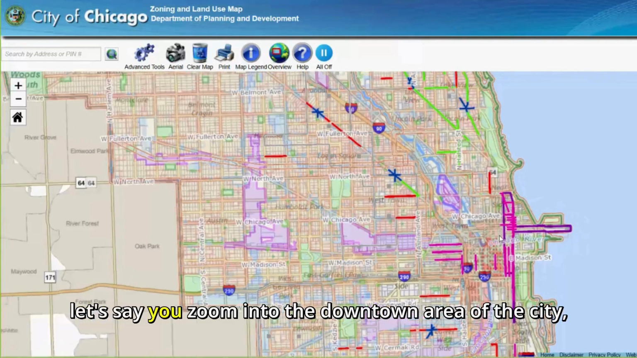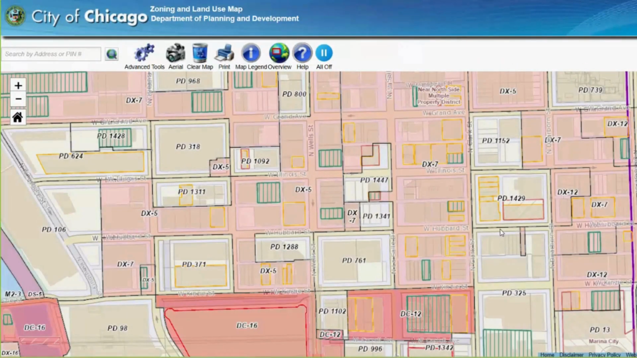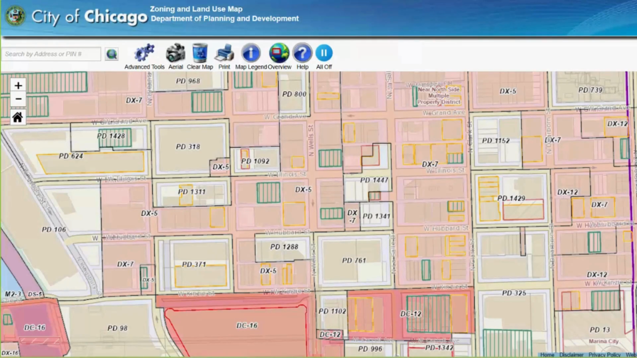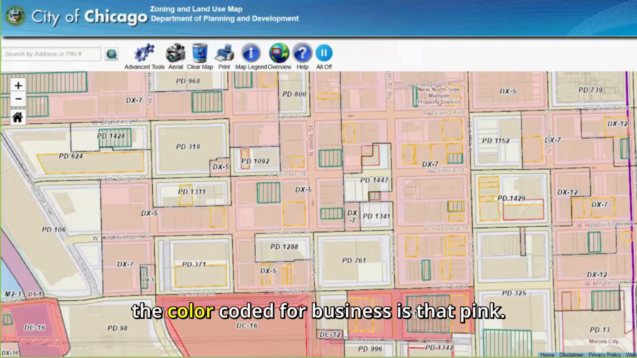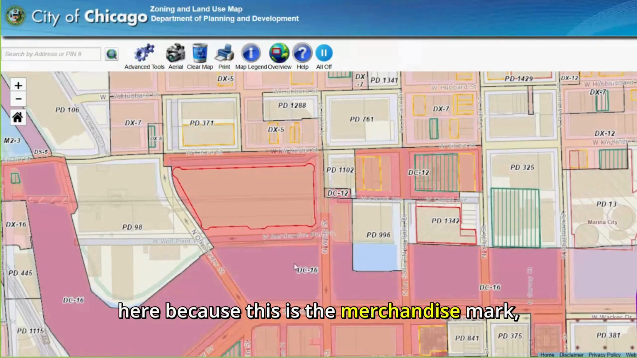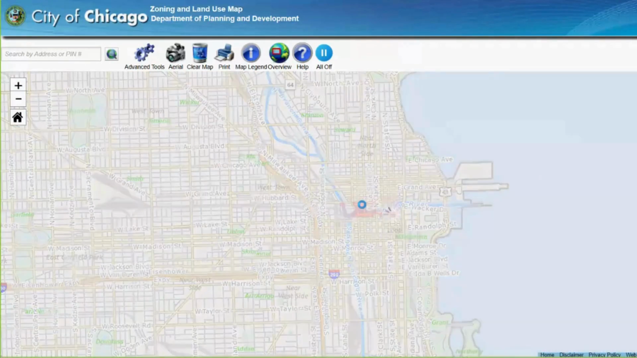However, let's say you zoom into the downtown area of the city, we're here at Kinzie and Clark. You can see there's a lot of planned development uses here, planning and development here. And you can see DC as well. So like I said, a lot of this is downtown type usages. Just trying to see here if I can find the specific right-hand column. You can see, by the way, the color coded for business is that pink. If I scroll down here, I can see there's some historic resources here because this is the Merchandise Mart, by the way. That's why this is in red. But it's very different throughout the city.